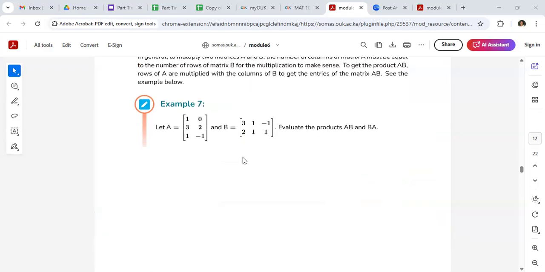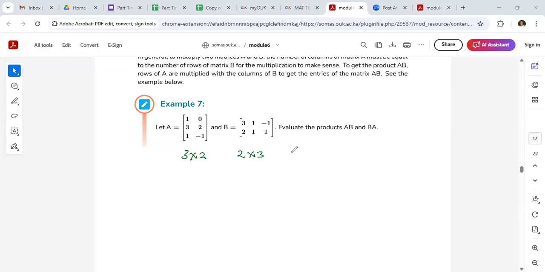Like for example, look at this example. Let's work out A multiplied by B in this case. First thing, find the order of the matrix. What is the order of the matrix A? Nicodemus, you've raised your hand. Yeah, it's 3 by 2. Okay, so the order of the matrix A is 3 by 2. How about the matrix B? What's the order of the matrix B? 2 by 3.